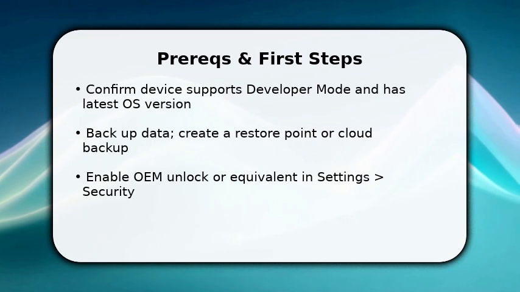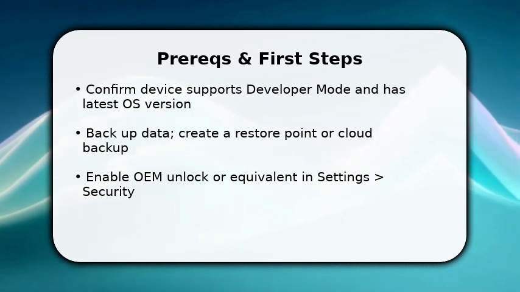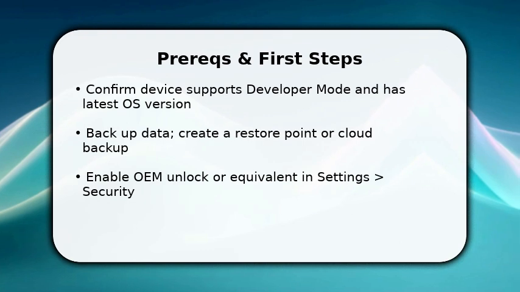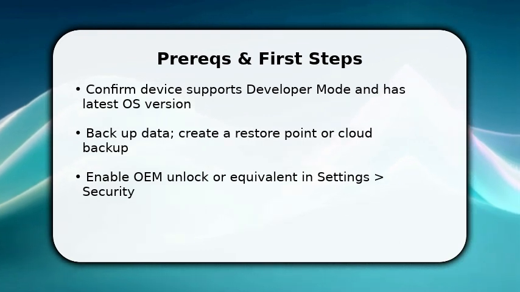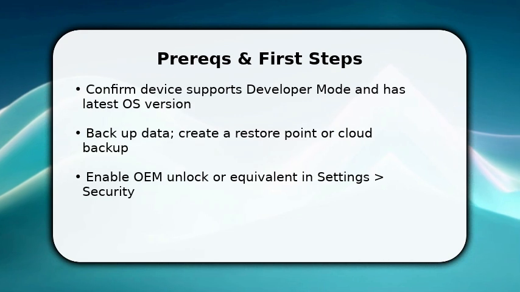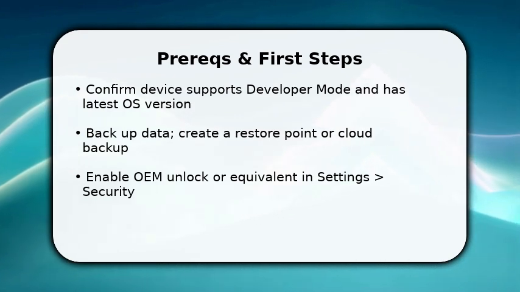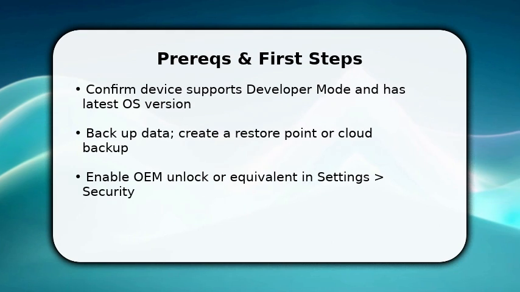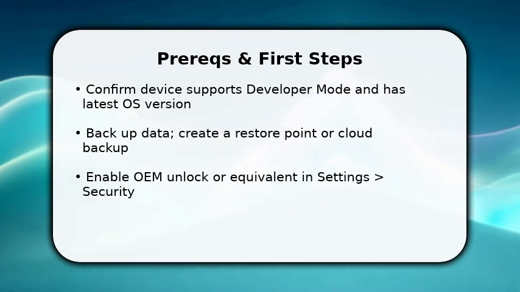Next, open Settings and enable OEM Unlock or the equivalent option. Doing this early avoids mid-process reboots. Make sure to accept any security prompts and note device model and build number. These details matter for recovery images and tooling later.